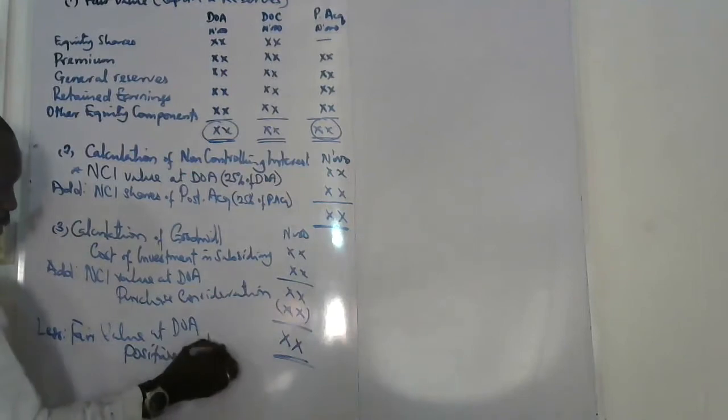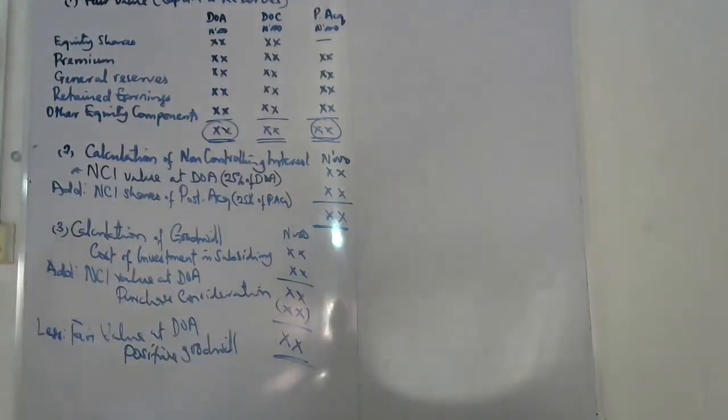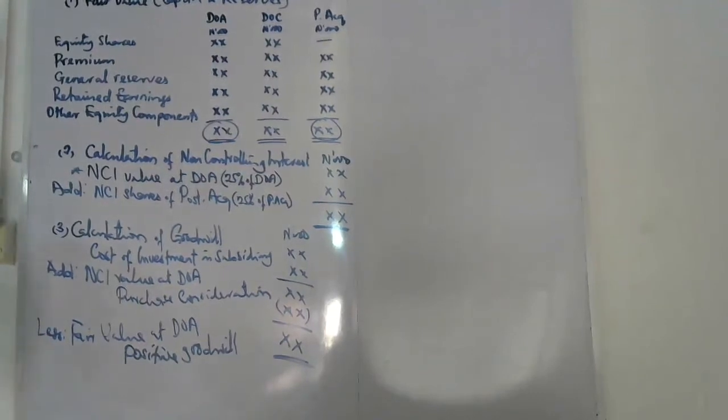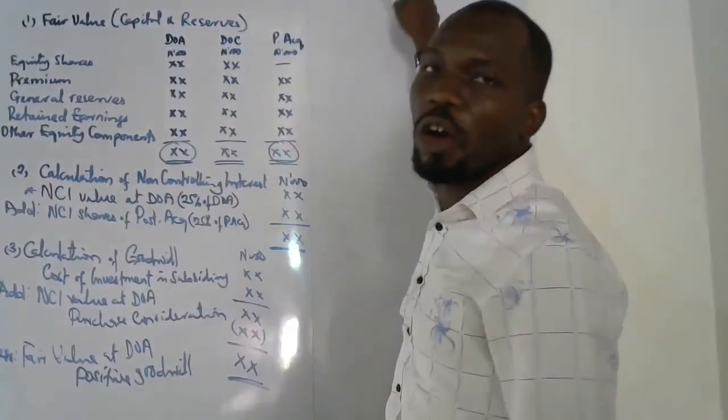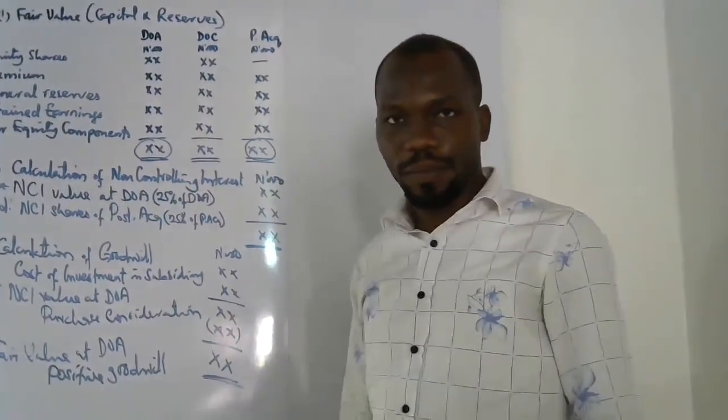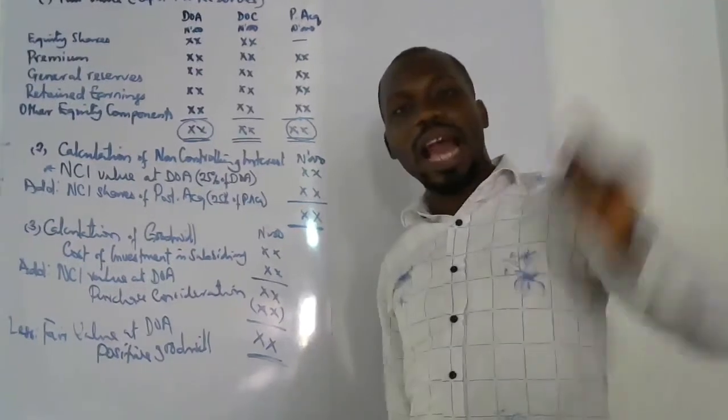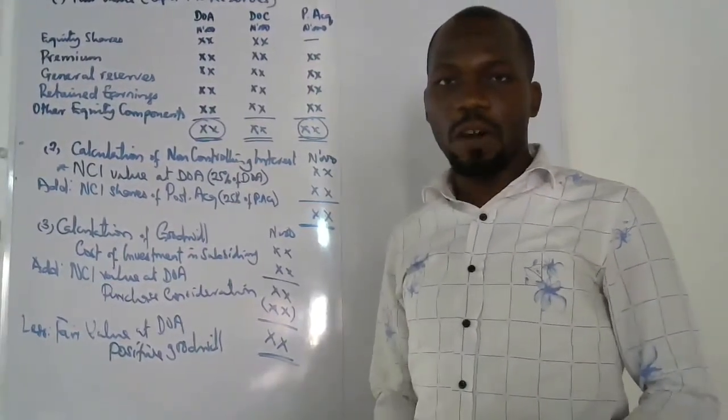If the goodwill we have is positive goodwill, it is to be posted to non-current assets. Then if the goodwill is negative, it is to be added to the retained earnings of the parent company. Let me recap. If the goodwill is positive, it is to be posted to non-current assets as intangible assets. And if it is negative, it is to be added to the retained earnings of the parent company.